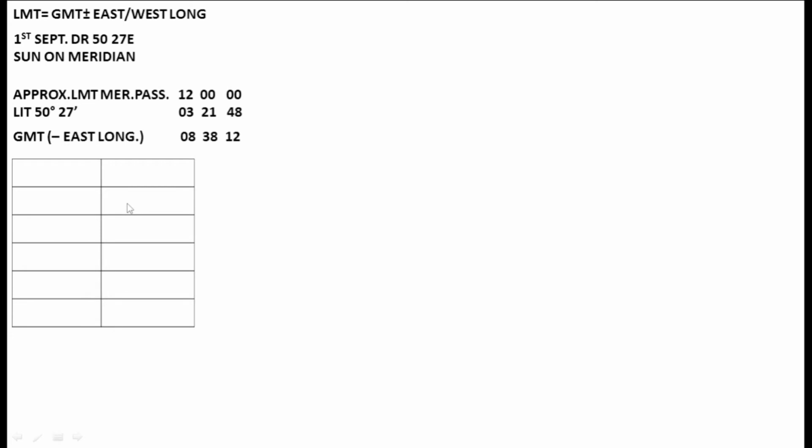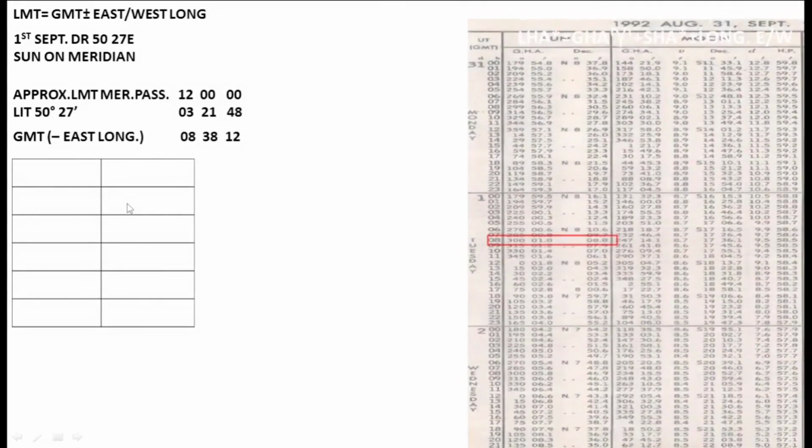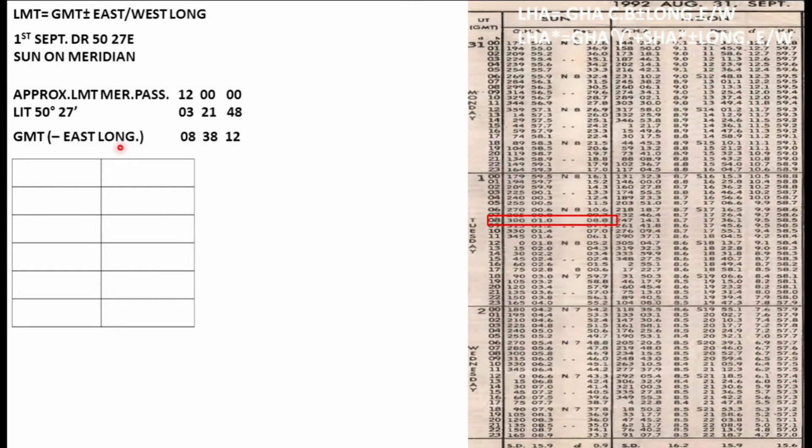Now if I had to find my LHA for this particular time, how do I go about doing it? I go to the particular page of 1st September, 08 hours, 300 01, and my declination, 8 degrees 08.8. So I wrote down my GHA and my declination. Below the declination it is 9. And here I can see that the values are reducing. You can see from 8 it has come to 7. So minus.